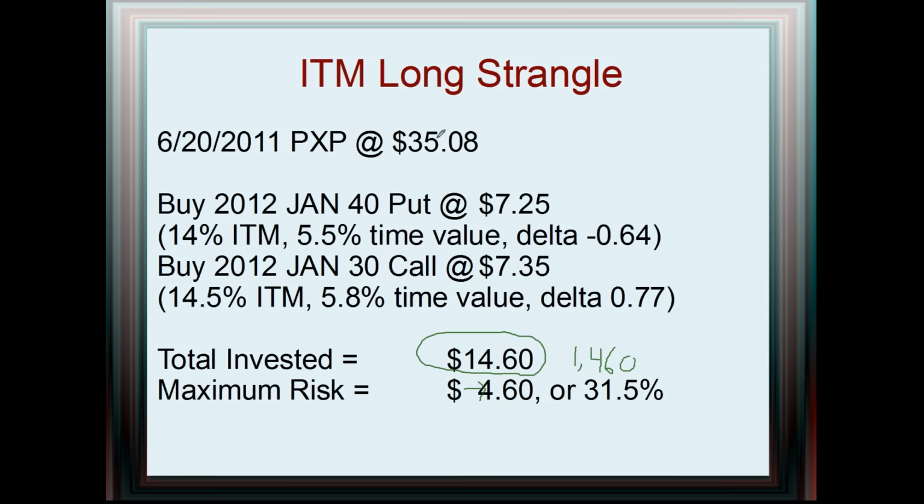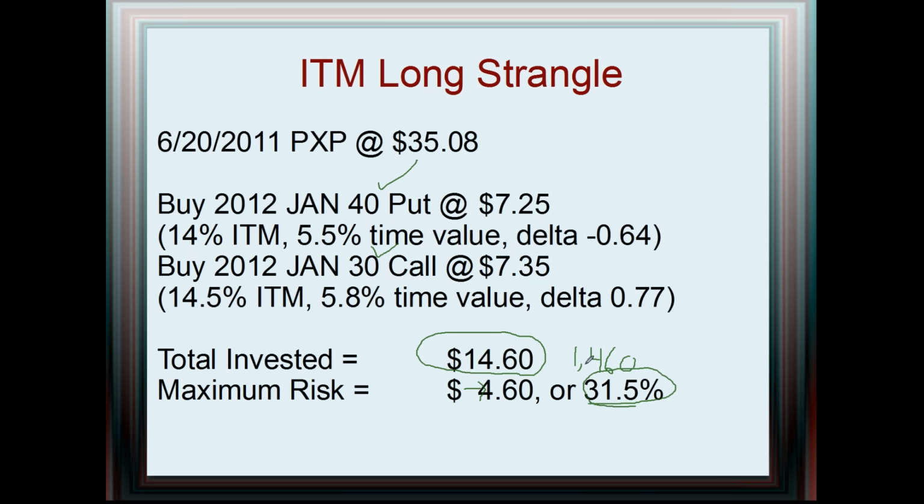So if the stock trades right at 35, what would happen? If we held it all the way to January expiration again, and the stock was trading at 35, your 40 put would be worth 5 points. Your January 30 call would be worth 5 points of intrinsic value. So you get 10 points back, but you'd lose that 460, the time value of the two options. So this is double our risk that we had on the married put of only $2.33. But here's the kicker. It's 31.5% of our invested value.